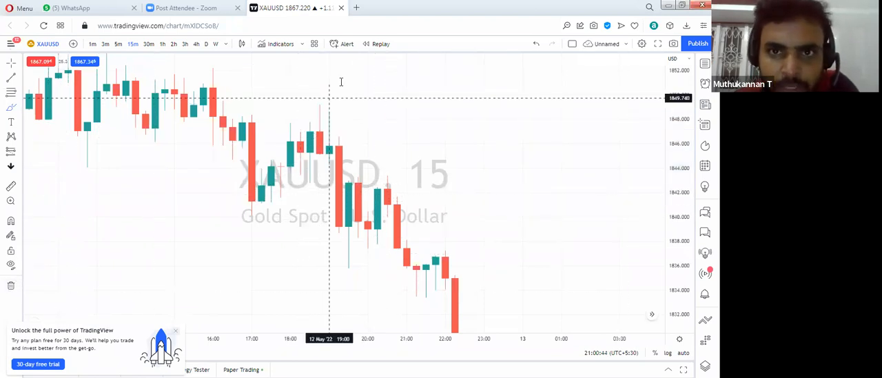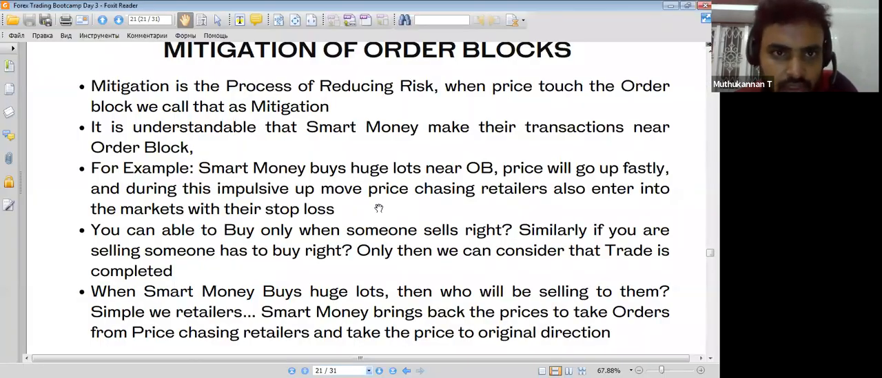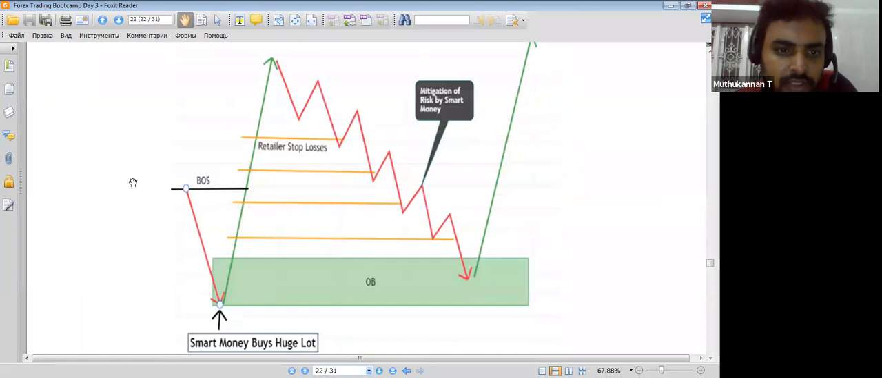Great. Let me go to this thing. This is the mitigation of block. So I told you guys, smart money bought here, huge lot. Smart money also sold here, huge lot. Okay. So price-chasing retailers will be entering here, here, here, here. Retailer stop losses, and the price will come down, take their stop losses, touch here and go up. This is called mitigation of risk by smart money.